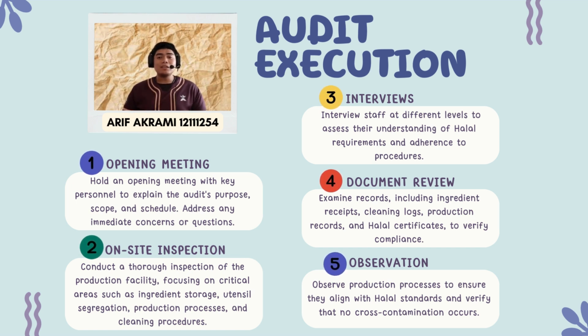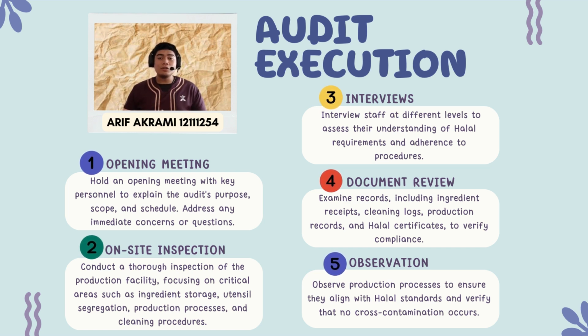The second step is on-site inspection. Conduct a thorough inspection of the production facility, focusing on critical areas such as ingredient storage, utensil segregation, production procedure, and cleaning procedure. The third step is interview. Interview staff at different levels to assess their understanding of halal requirement and adherence to procedure.